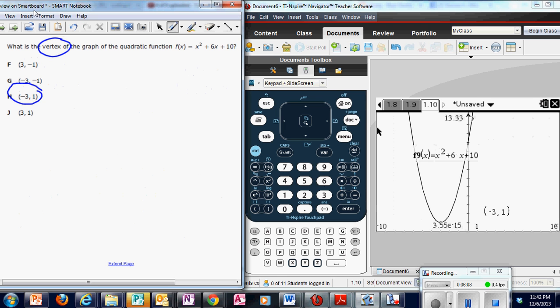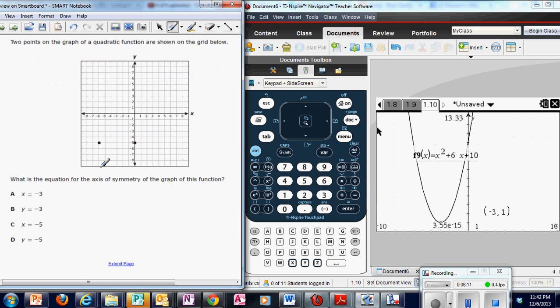Alright, 2 points on the graph of a quadratic function are shown in the grid below. What is the equation for the axis of symmetry of the graph of this function? The axis of symmetry splits the quadratic graph in half. It splits that parabola and it touches on the vertex.